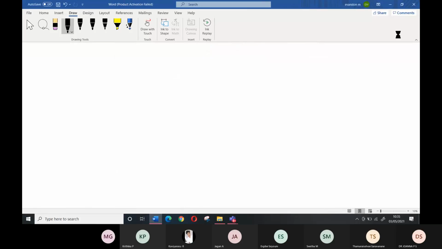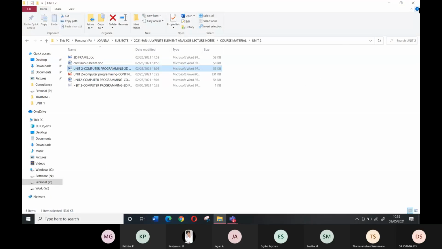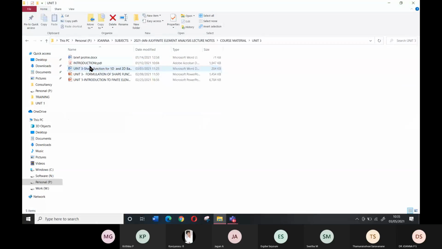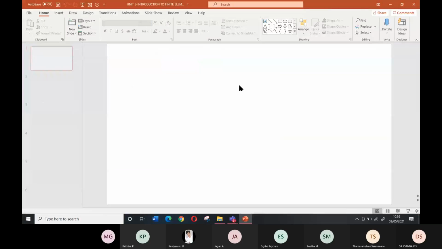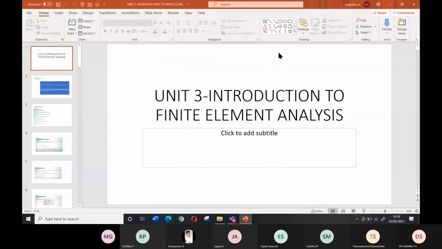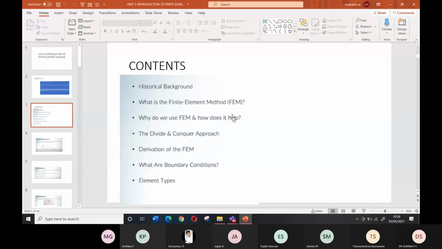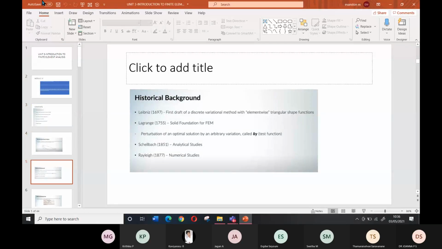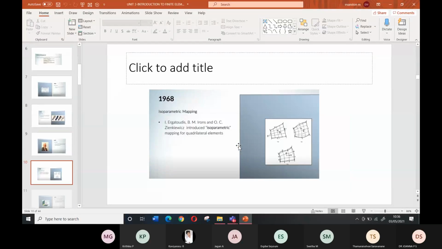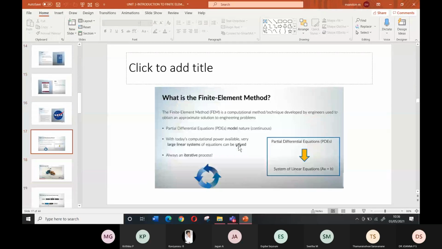That's your second unit, and the third unit is 35 only. It takes some more time. Reformulation of shape function, introduction to continuum analysis. So in this one, you should know what is the meaning of continuum and what is the meaning of finite element analysis. The background of the structure you need not study. This is just for your information, how it is being developed. So what is a finite element method?